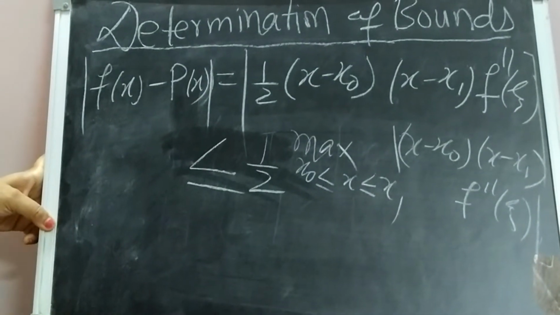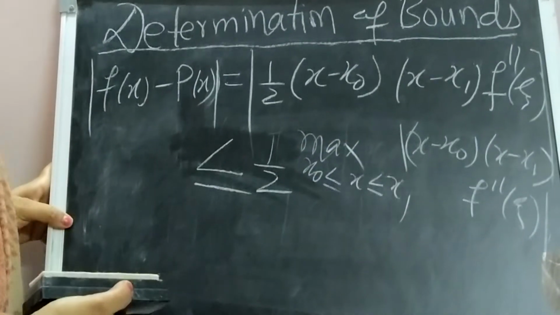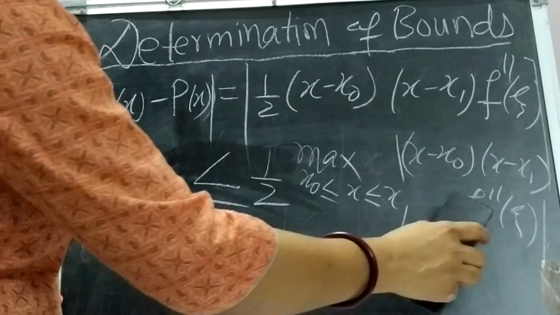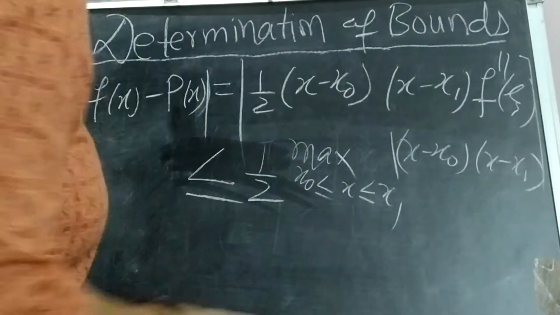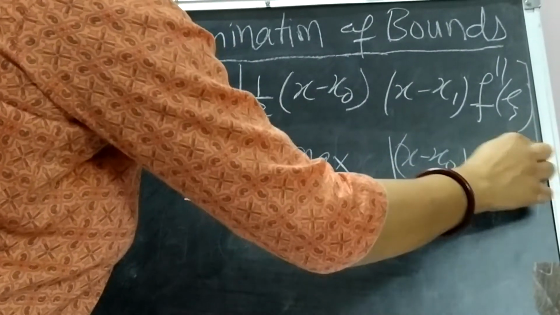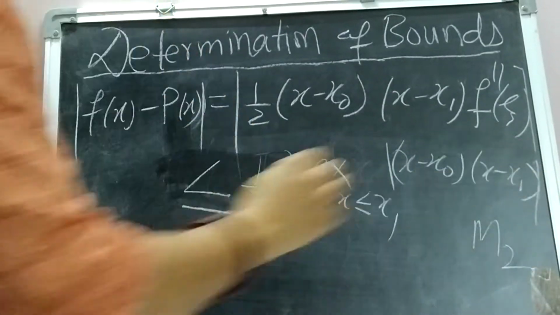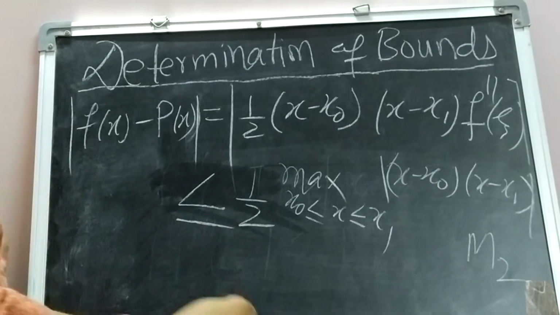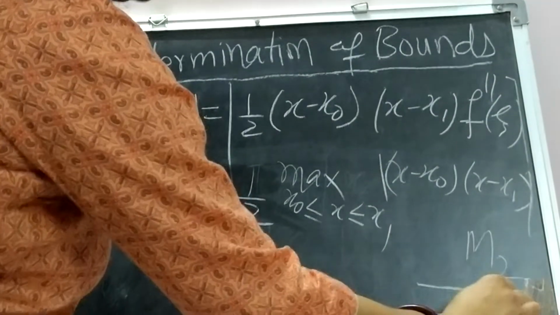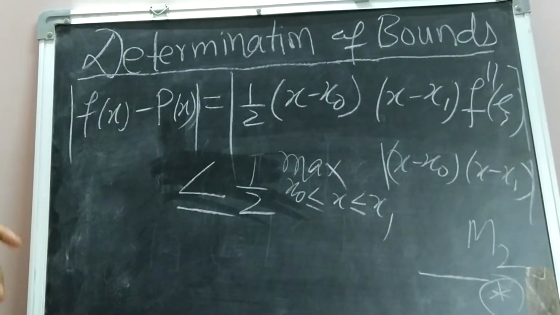So in the next step we have assumed this as your m2. The things will remain as they are, but this will be changed to the mod, and this will be your m2. Let us name it with some equation number. Let us name it as star, equation number star.